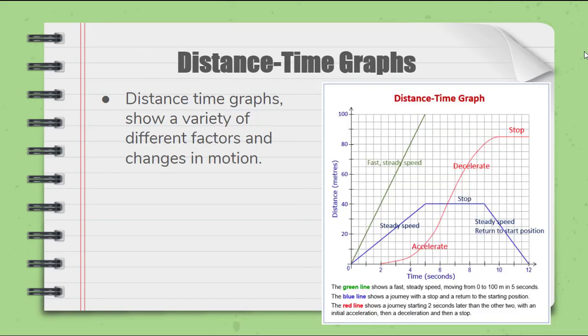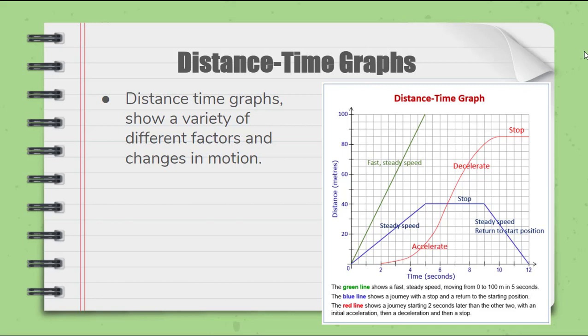Distance versus time graphs also show a variety of factors and changes in motion. So let's take a look at the green line here. The green line just shows a fast and steady speed moving from 0 to 100 meters in 5 seconds. The difference between this graph and the previous graph is that on the y-axis we had speed, but in this instance we're looking at distance. Because the slope of the green line stays constant, it is at a steady speed. We are moving at a rate which is constant.